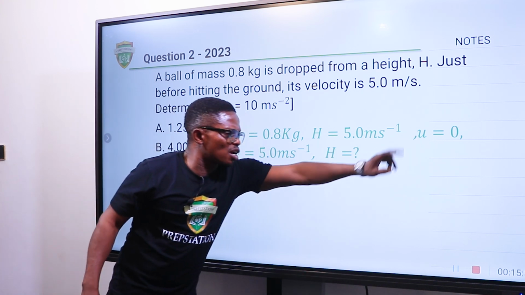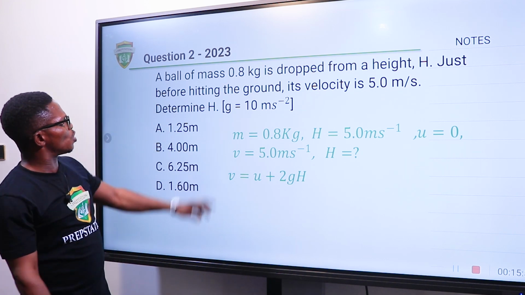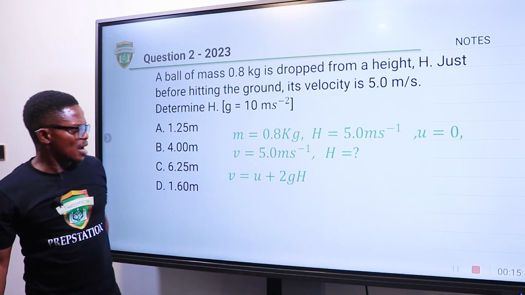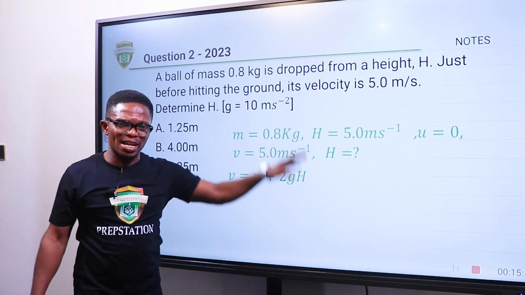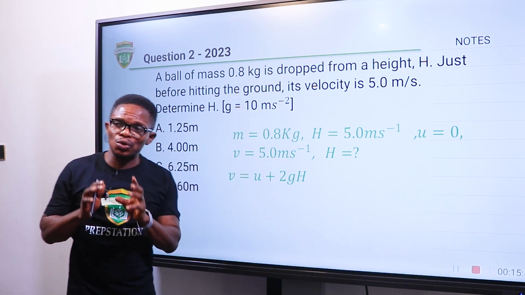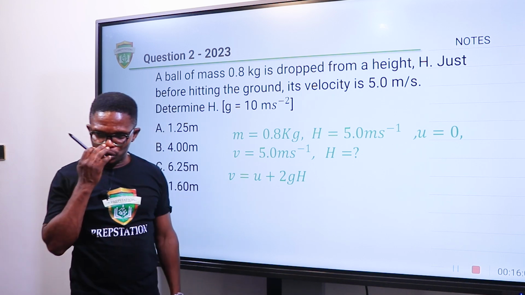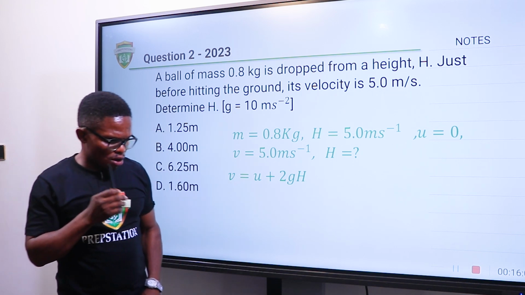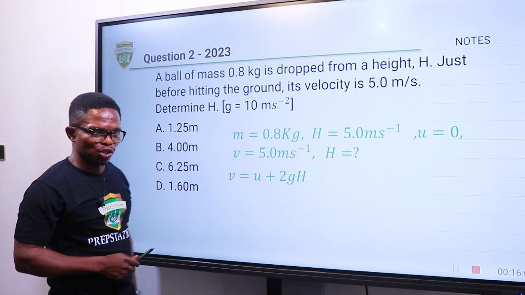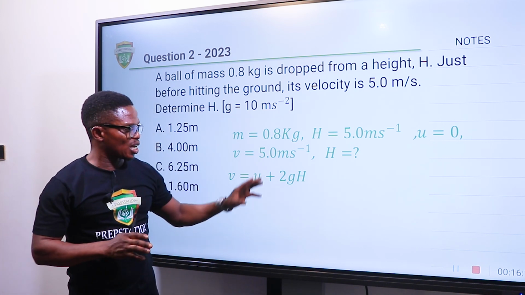Now u is initial velocity 0, so the ball was dropped from rest. Now, which equation of motion will handle this parameter? How do you know which equation of motion to use? I gave you 4. Now, this is what you should do. I like using this explanation. Just look at the equation of motion as farm equipment.